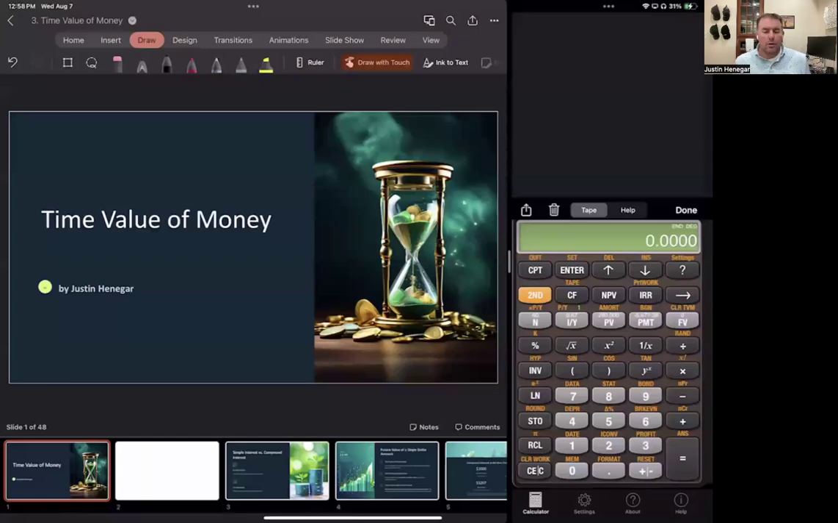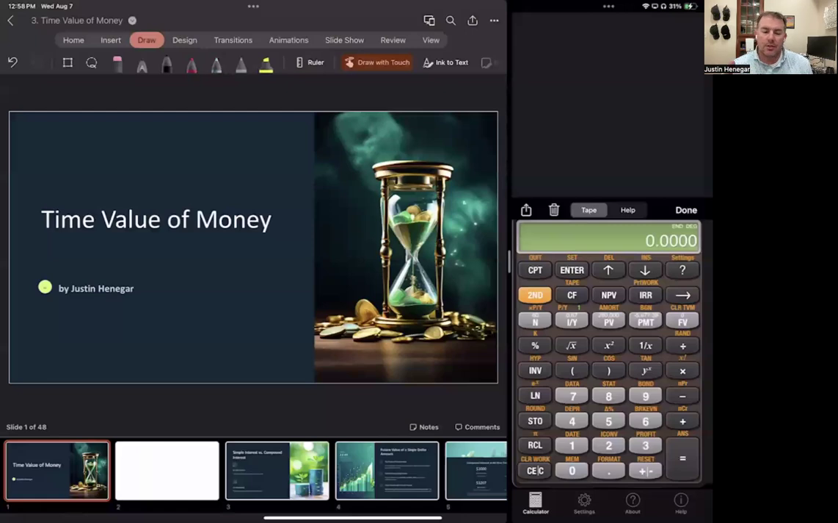All right, everybody. Welcome to this section on time value of money. I'm going to do this presentation a little bit differently because I want us to be able to see exactly how we would look at this using a financial calculator.